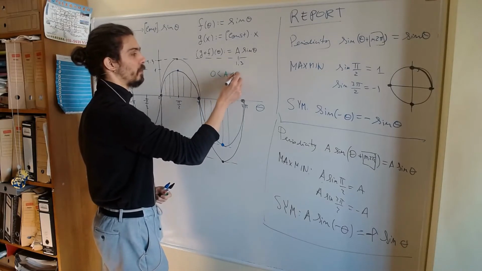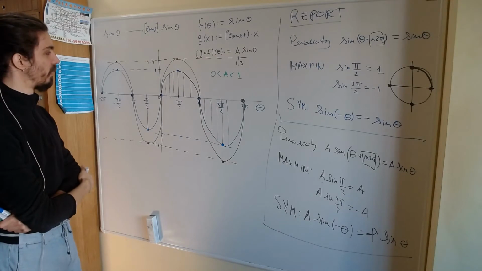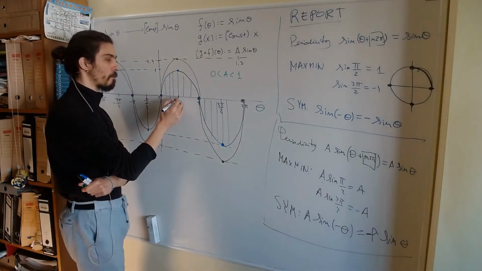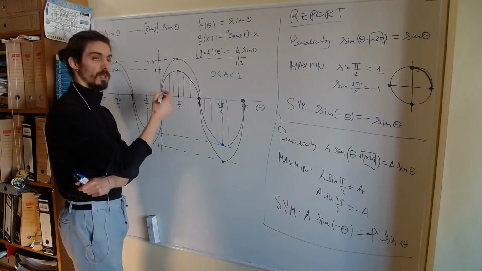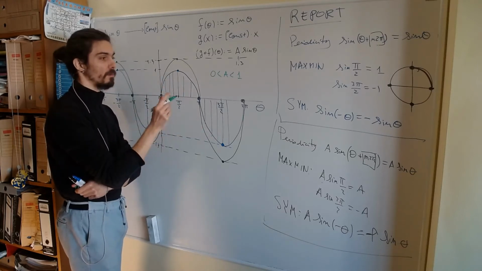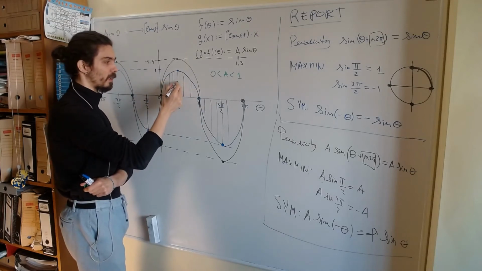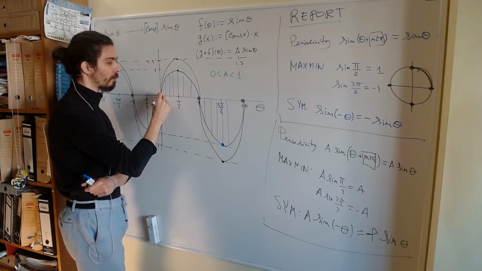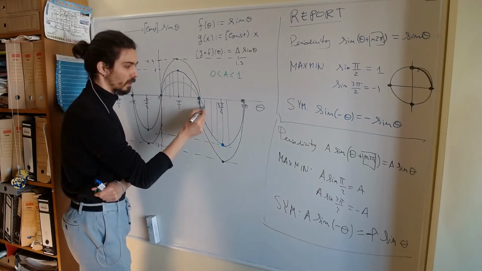Let's put in green. What if a is smaller than 1, but still positive? Well, we can immediately see the maximum, which is 1 on the blue curve, is multiplied by a, which is smaller than 1, and so it gets smaller, right? So in all the points, these bars become smaller, like this, or like this.